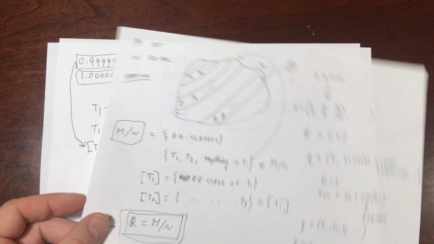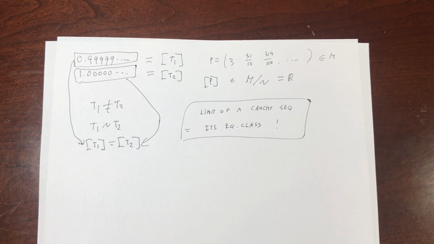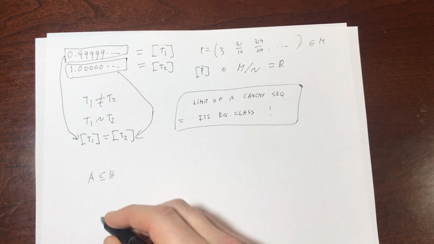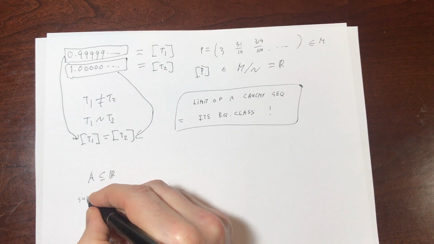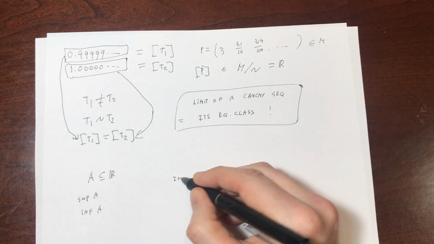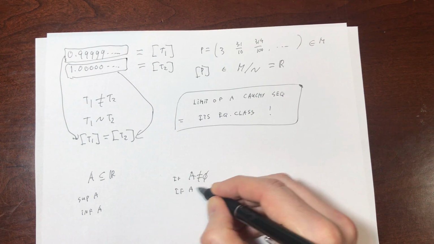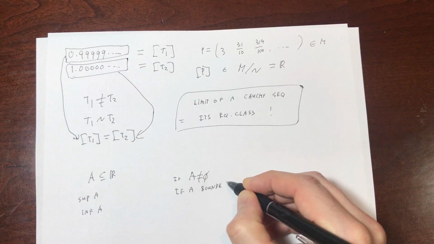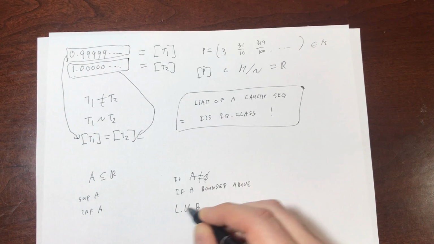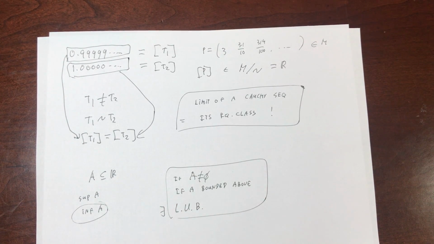Now, the fact that Cauchy sequences have limits also implies a lot of other key facts about the reals. So, for example, if you have a subset of the reals, then it has a supremum and an infimum. And so, for example, if A is not empty and if A is bounded from above, then it has a least upper bound, and that least upper bound is called the infimum.